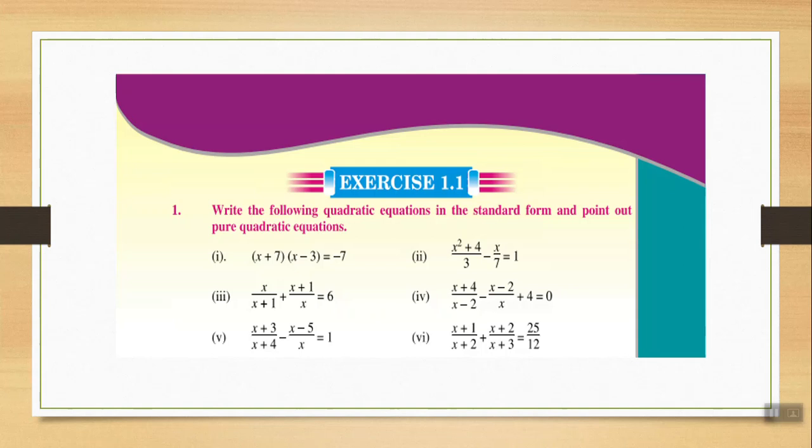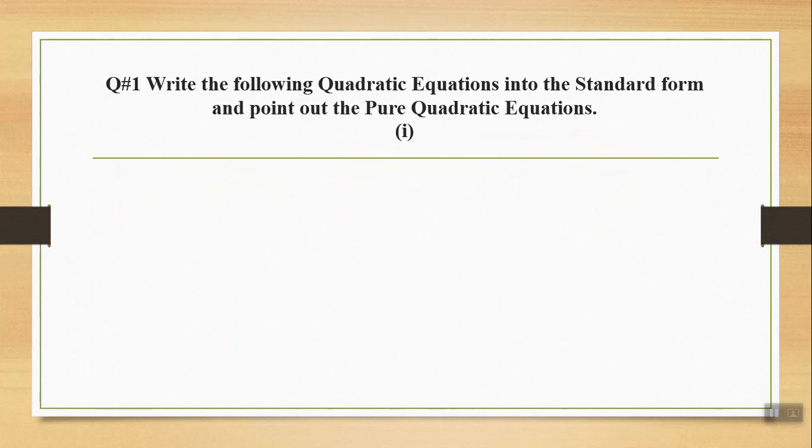So let's start our first exercise, exercise 1.1, question number 1. Write the following quadratic equations into the standard form and point out the pure quadratic equation. This is your part number 1, and the question is x plus 7 into x minus 3 equals minus 7. Here you can see that 2 factors are multiplied with each other and then equal minus 7. So we just have to multiply these factors.